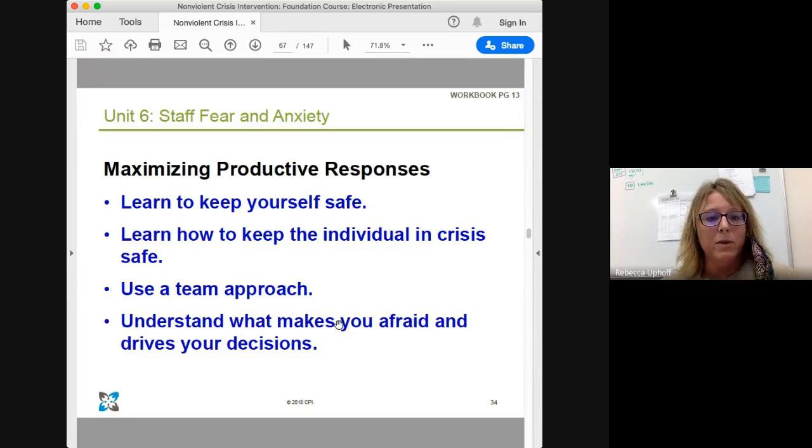And then understanding what makes you afraid and drives your decisions. If you're in a situation where you need to take a break, you need to pass off with another staff. Understanding what causes you anxiety and fear with working in certain situations, and being honest and transparent with the staff that you're working with so that we can remain safe and keep everyone in situations safe at school.